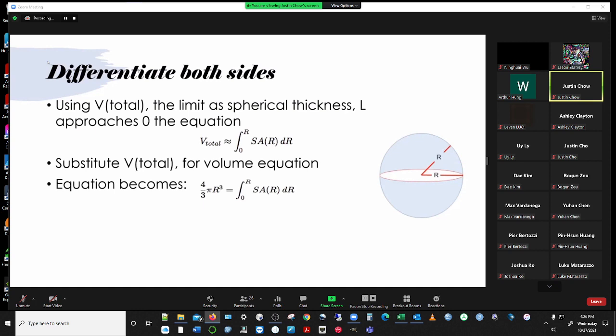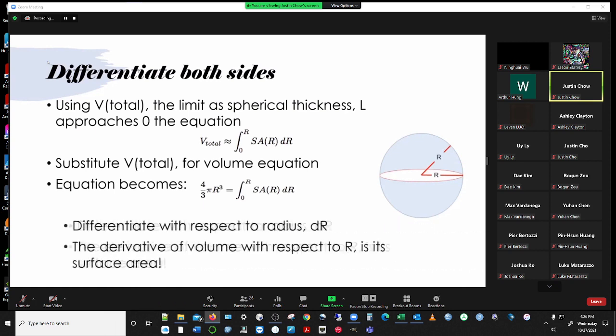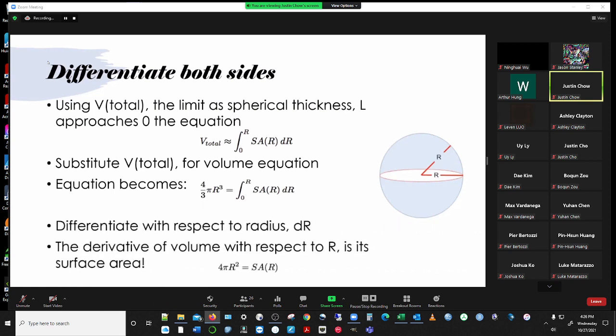We make both of these equivalent to one another and then differentiate both sides with respect to the radius r. We can then see that after this differentiation, the derivative of volume with respect to r is its surface area, which is 4 pi r squared.